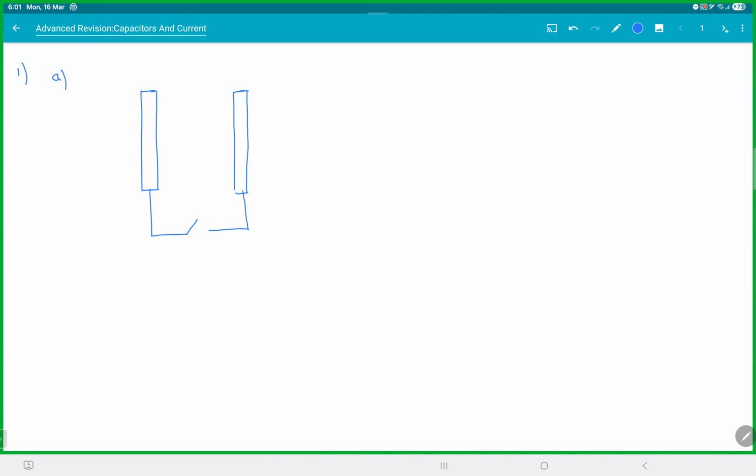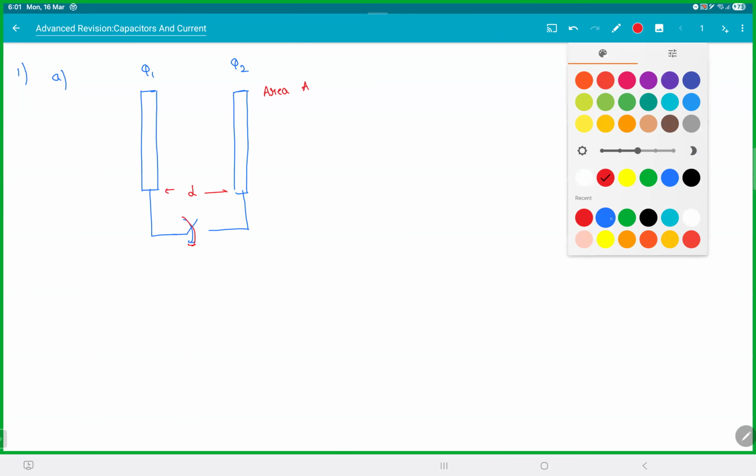We have two capacitor plates, with charges Q1, Q2. There is a switch here. The areas are A, and the distance between them is D. Find the heat produced when the switch is closed.